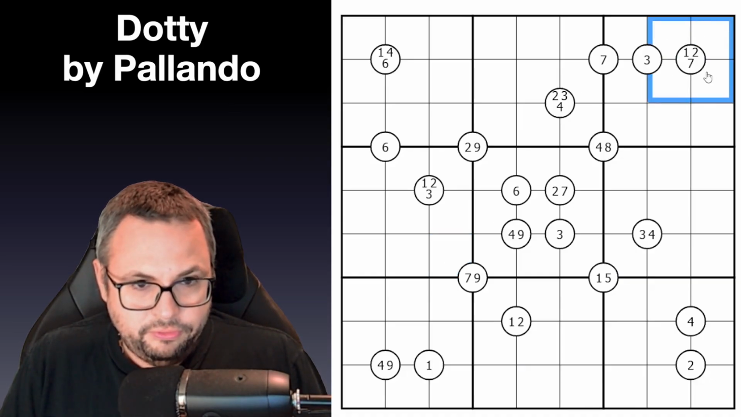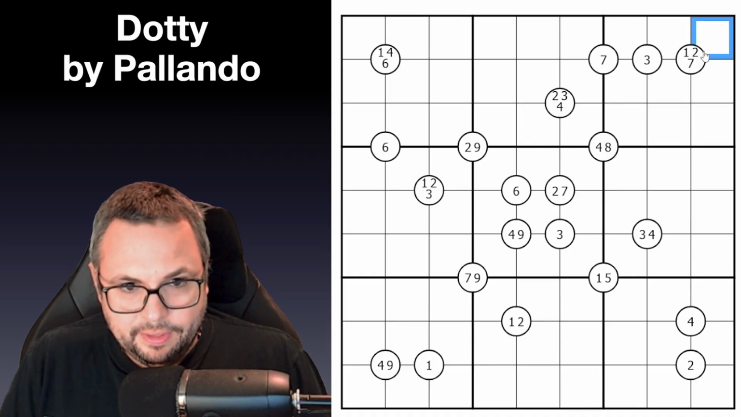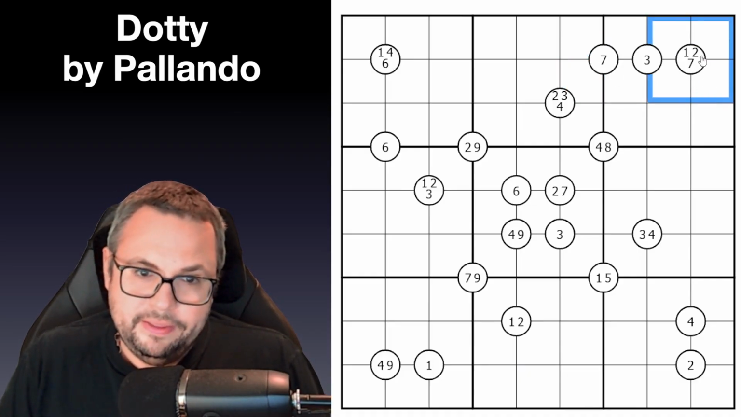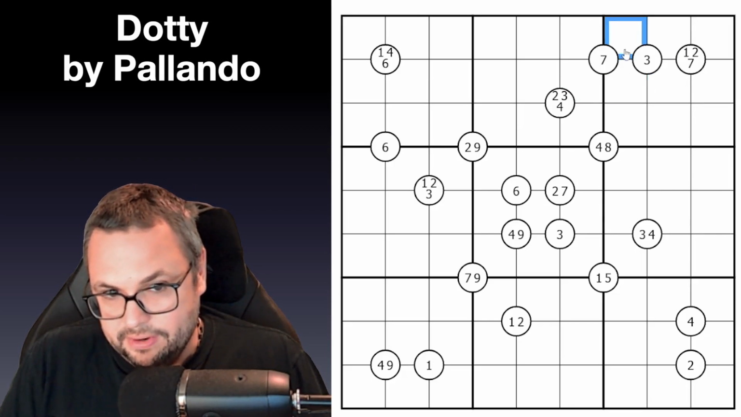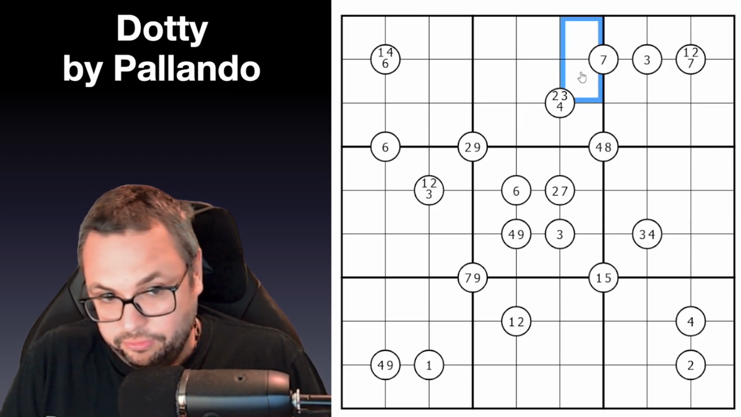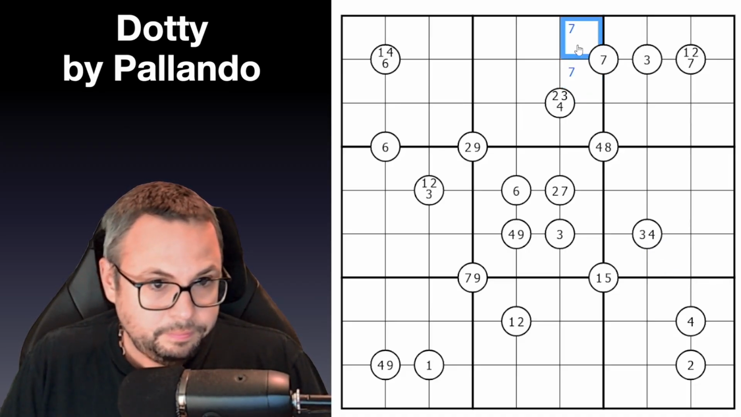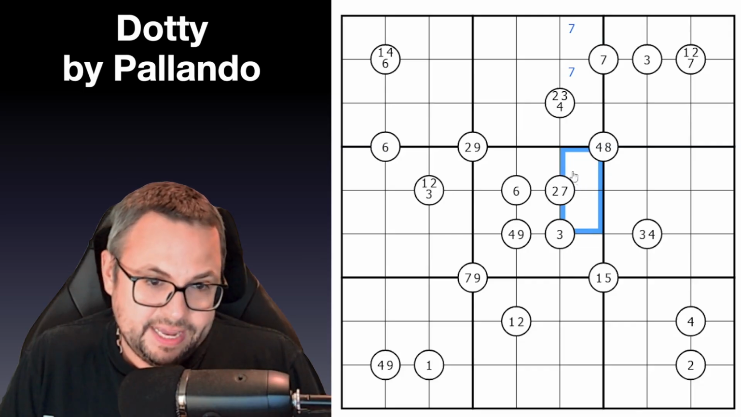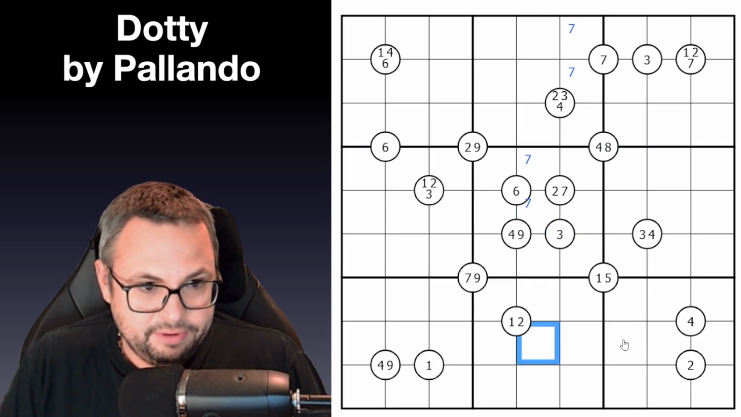I do see that this 7 quadruple, it's often about overlap in these puzzles. This 7 in this box is known to be in one of these cells, so it's not in either of those two, which means that one of these two digits is a 7. I can chase that down into this quadruple and say that I know that one of those two digits is a 7.